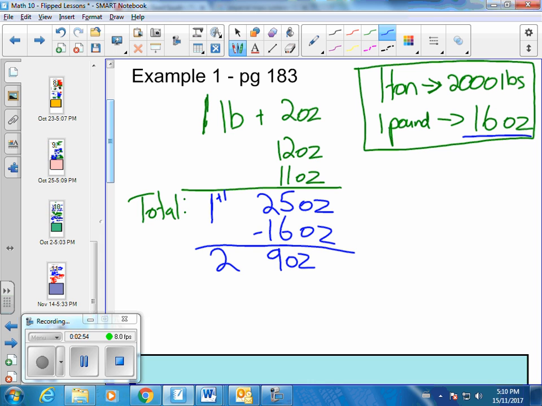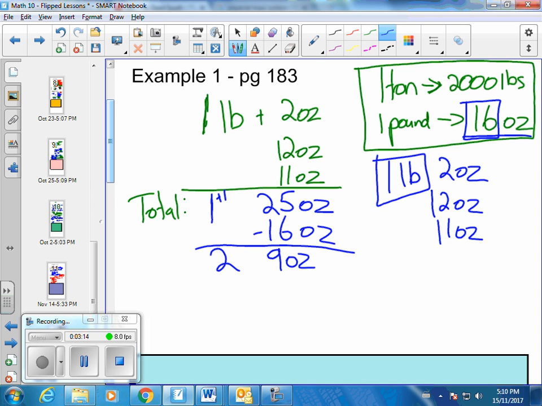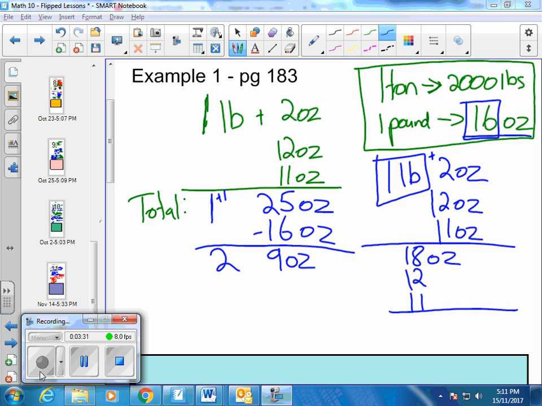The other way you can do it is to simply work in ounces. If I take the same question, I've got 1 pound, 2 ounces, 12 ounces, and 11 ounces. I'm going to take this 1 pound here and convert it into ounces, which, as I know, is 16. Then I add it, so I get 18 ounces plus 12 plus 11, which gives us a total of 41 ounces.